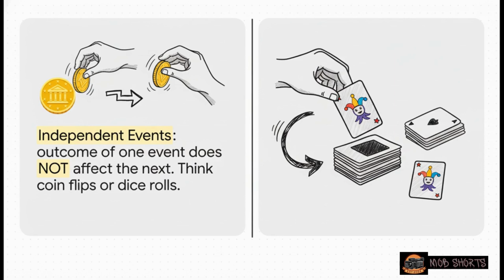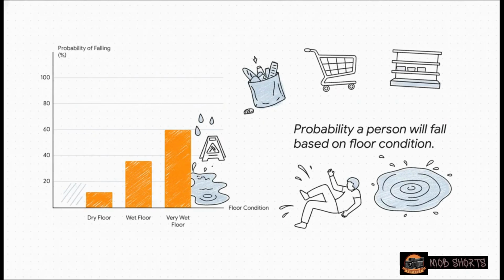Every card you pull changes the odds for the next draw. See the difference? That's the whole key. Let's make this real. Think about a supermarket floor. The chance of someone slipping and falling totally depends on the condition of that floor, right? It's only a 12% chance if it's dry, but if it gets wet, that probability jumps way up to 36%. And if it's very wet, a massive 60% chance. The second thing, falling, is completely dependent on the first thing, the floor condition.